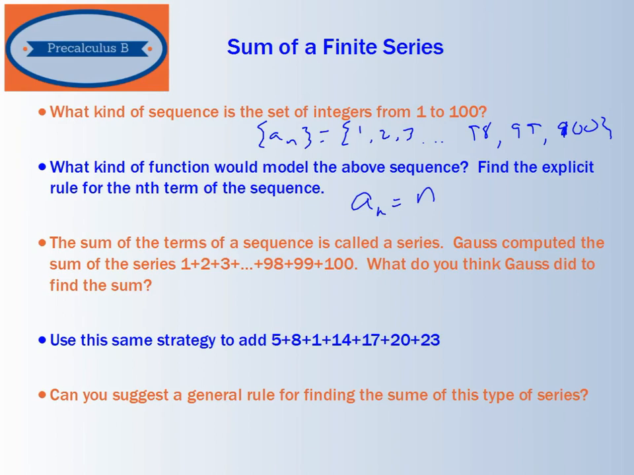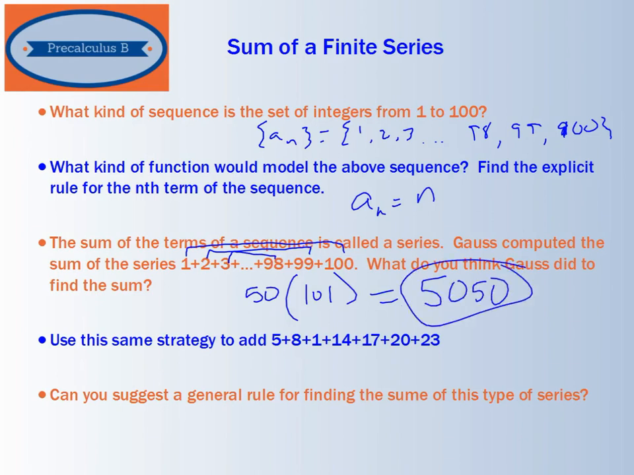When we try to find the sum of the terms of a sequence, we call it a series. Well, Gauss computed the sum of the series very quickly, and how did he do it? He matched up these terms. 1 plus 100 is 101. 2 plus 99 is 101. 3 plus 98 is 101. All the way up to 50 plus 51 is 101. There were 50 pairs that added to 101, which gives us 5,050 as our total. That's how he was able to compute the sum. He rewrote it essentially as 1 plus 100, times 100, all divided by 2.